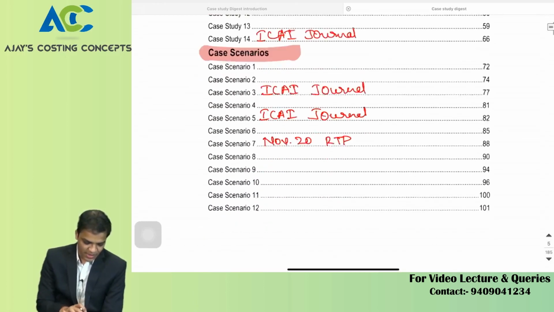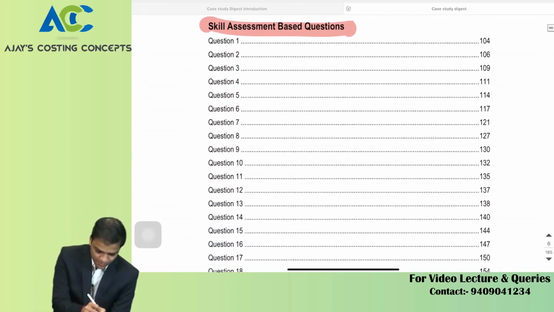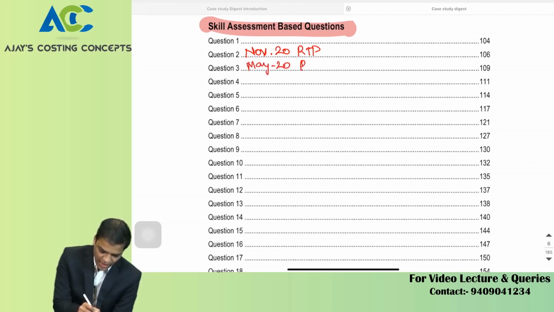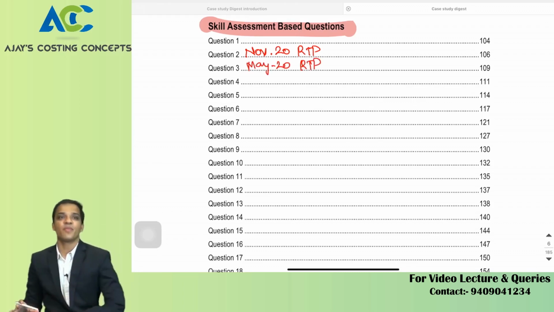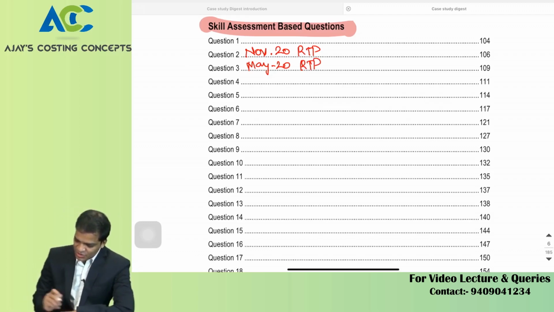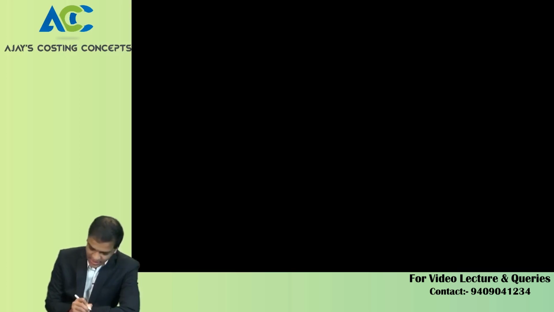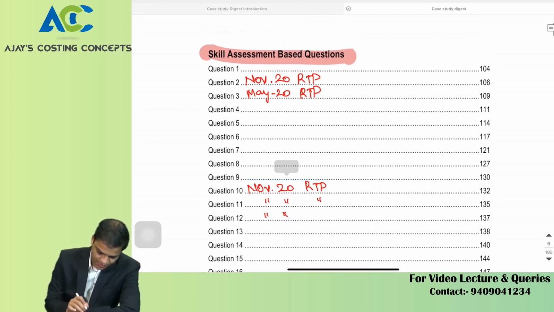Then coming to skill based questions. Question number 2 is of November 20 RTP. Question number 3 is again of May RTP question. As I said, there are 6 questions from RTP, so this is a question from that concept they have covered. Then question number 10, November 20 RTP. Question number 11 is again November 20 RTP. Question number 12 is again November 20 RTP.